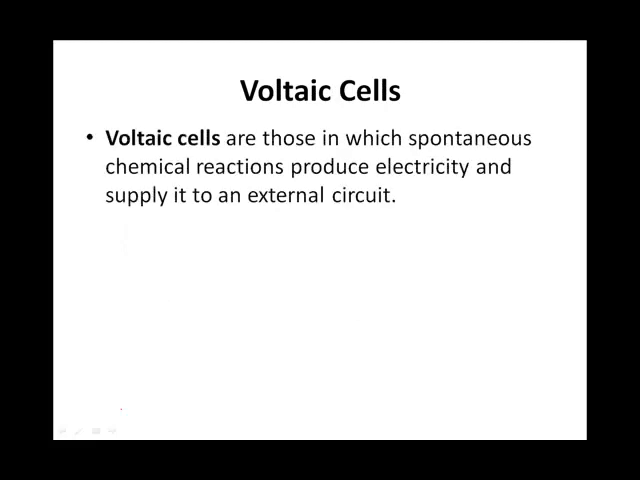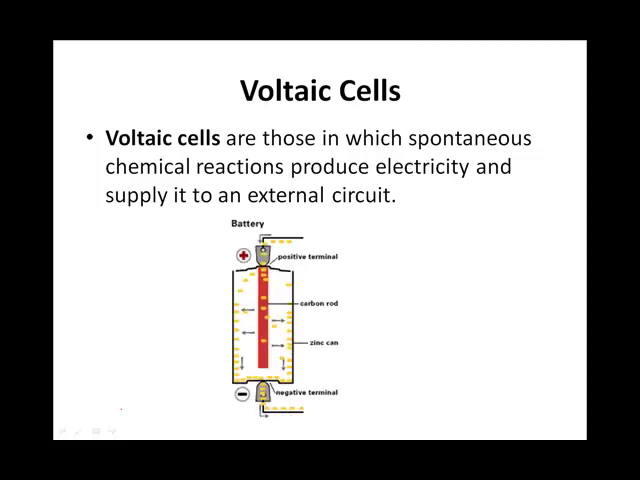Remember that voltaic cells are those in which spontaneous chemical reactions produce electricity and supply it to an external circuit. An example would be a battery. A battery is a place where spontaneous chemical reactions produce electricity by supplying electrons. Down below is an animation of what happens in a battery, where it gets electricity from the electrons in the chemical reaction inside the battery.